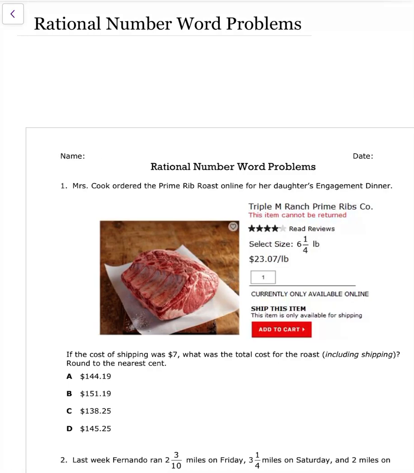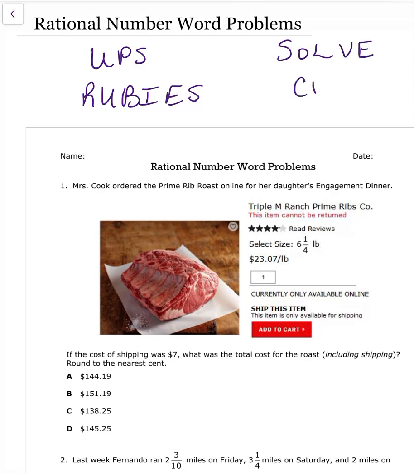They're just word problems that have fractions and decimals in them. So don't freak out. Just like with any other word problem that you do, you're going to use whatever problem solving plan your teacher has for you. Some people use UPS, some people use RUBRIES, some people use SOLVE, CUBES. There are all kinds of different problem solving methods that your teacher might have taught you. Whichever ones your teacher taught you, use those.